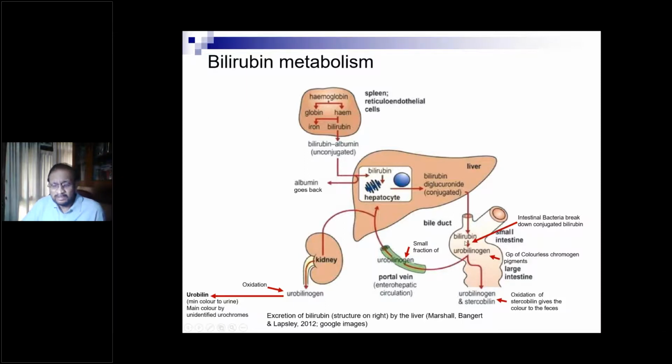So conjugation, bilirubin. Here the intestinal breakdown converts the conjugated bilirubin into the unconjugated part, urobilinogen, which is the colorless chromogen pigments. And from here what happens? The urobilinogen and stercobilin, part of it goes to the portal circulation, back to the hepatocyte, part of it to the kidney, and from the kidneys goes to the urobilin. One thing to remember is that urobilin is not the colored compound. The yellow color that you get is not basically the colored compound. The main color is by unidentified urochromes, by oxidation of the urobilinogen, and that ultimately leads to the yellow coloration of the urine. So this is the whole bilirubin cycle.